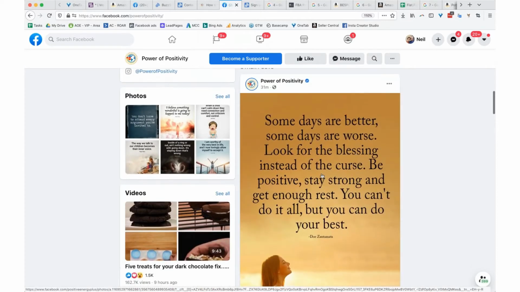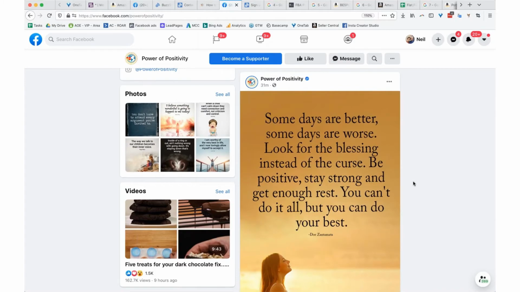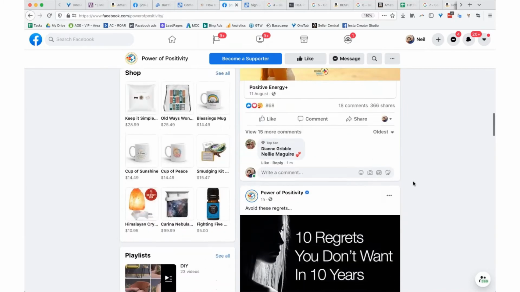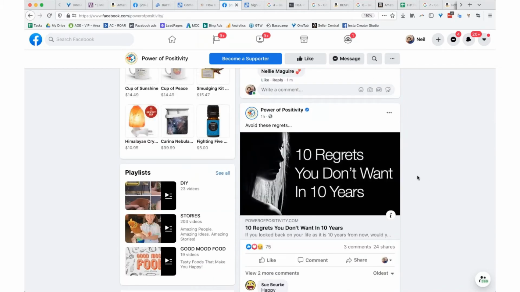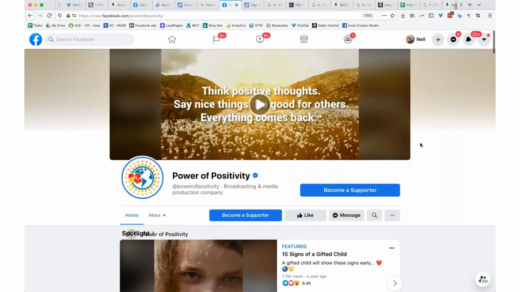Things like this always get shared a lot more than negative stuff. Positive stuff, every single time. So you can use the graph search like that, and you can find these companies who are doing awesome content, and that's of course going to give you many, many more content ideas. So that's another way you can use it.